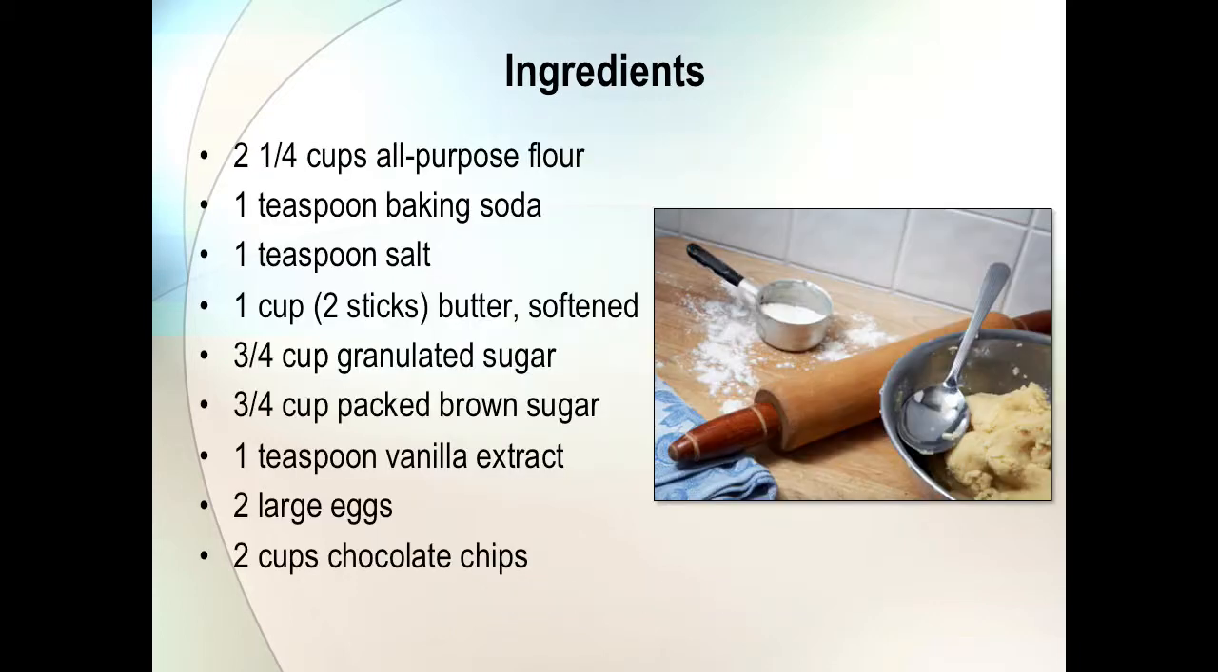The first thing that we're going to need are a lot of ingredients. We'll need 3.5 cups. Let me start over. We'll need 2 1/4 cups all-purpose flour, 1 teaspoon baking soda, 1 teaspoon salt, 1 cup or 2 sticks of butter. Make sure that's softened butter as well. You'll need 3/4 cup of granulated sugar, 3/4 cup of packed brown sugar, a teaspoon vanilla extract, 2 large eggs, and 2 cups of chocolate chips.